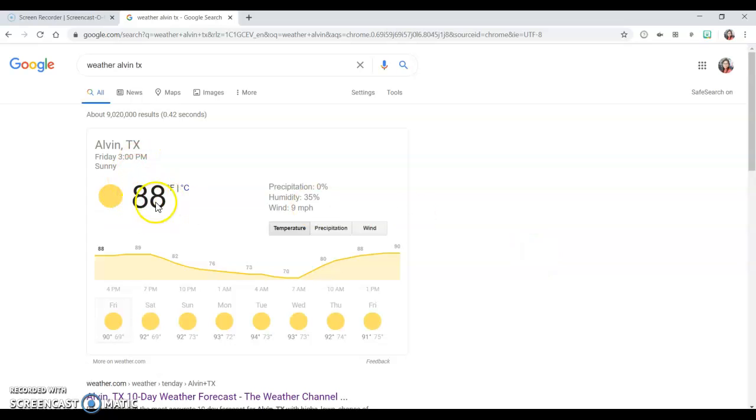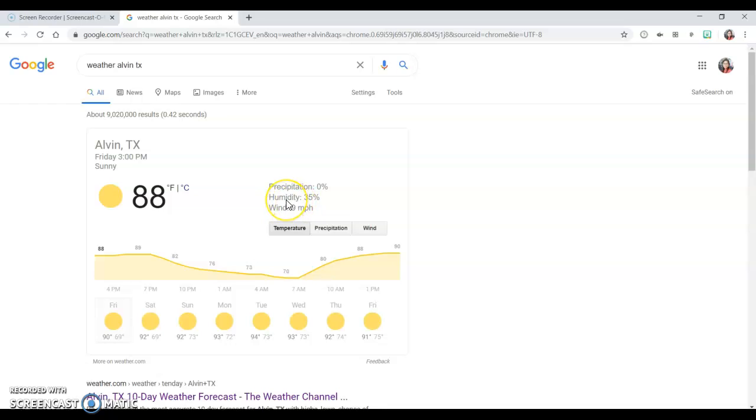Right now it's 88 degrees Fahrenheit. If you click degrees Celsius, it will change to degrees Celsius. But usually for weather, we look at degrees Fahrenheit. It also gives you other information like precipitation, which means rain, sleet, hail, or snow. Right now it's 0% chance of rain.